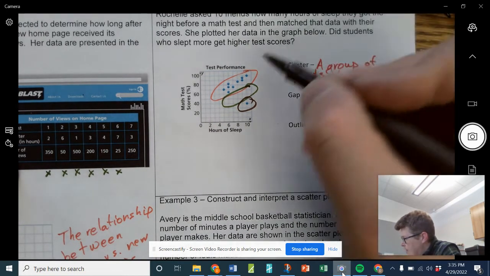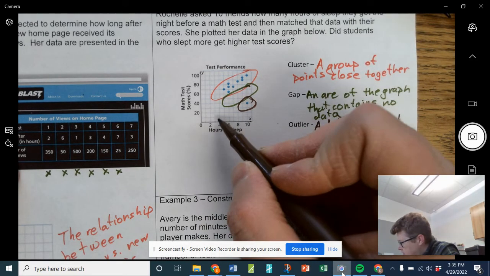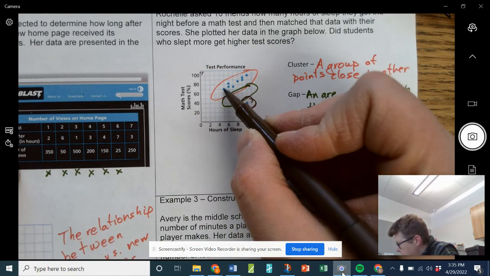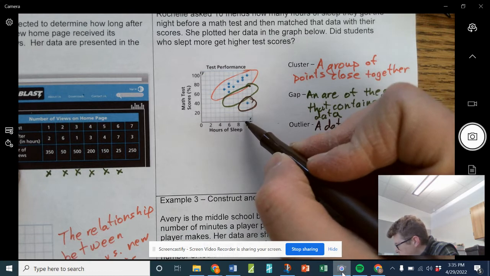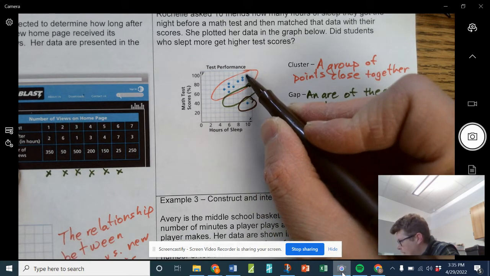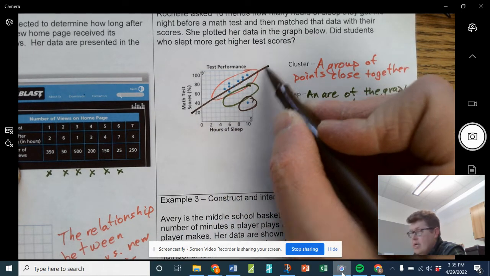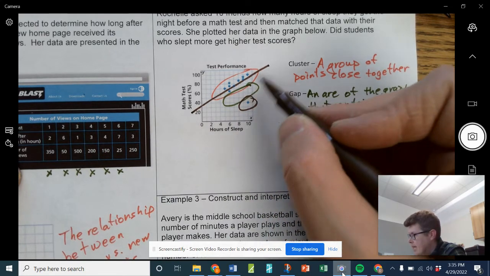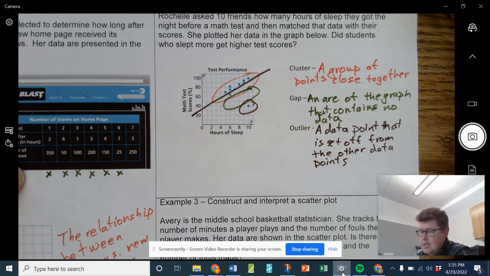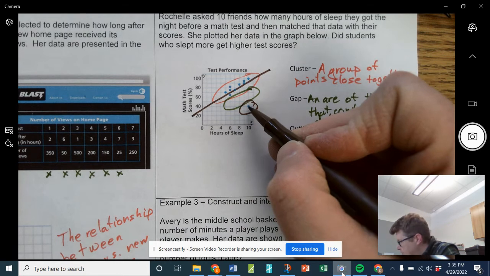So did the students who slept more get higher test scores? Well, we've got this kid who slept 5 hours got a 70, and we have this kid who slept 9 hours got close to 100, right? So in general, you can see that our trend line is increasing. It's a positive trend line. So the more you sleep, the better you do on this test. There is one student, however, that slept 10 hours, but got a 40%.